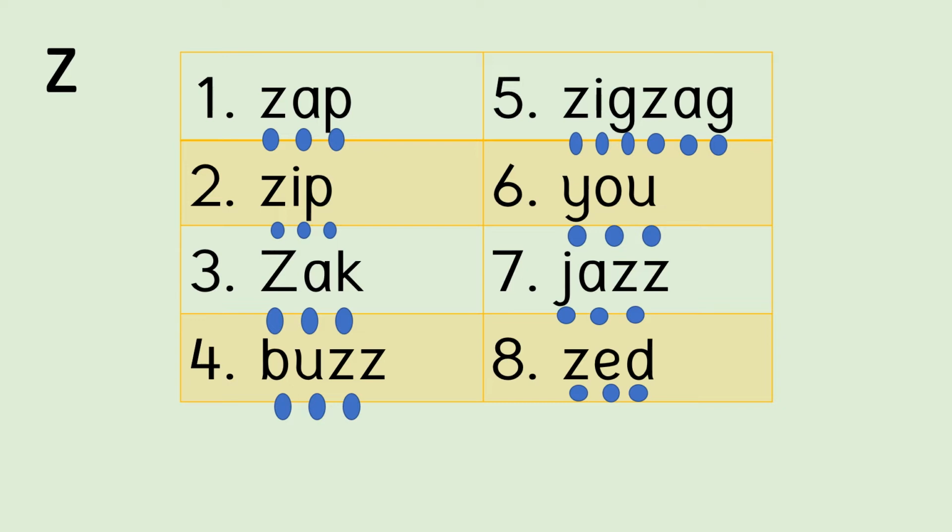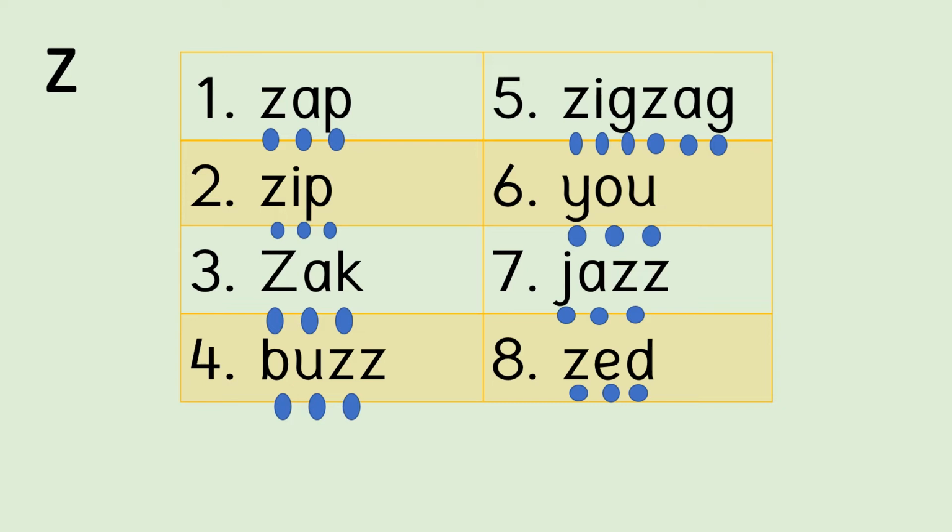Number 1 is zap. Number 2, zip. Number 3, zack. Again, we've got a name because we've got a nice capital letter. We might point that out. Number 4, buzz. Number 5, zig, zag, zig, zag. Notice how I broke that down.